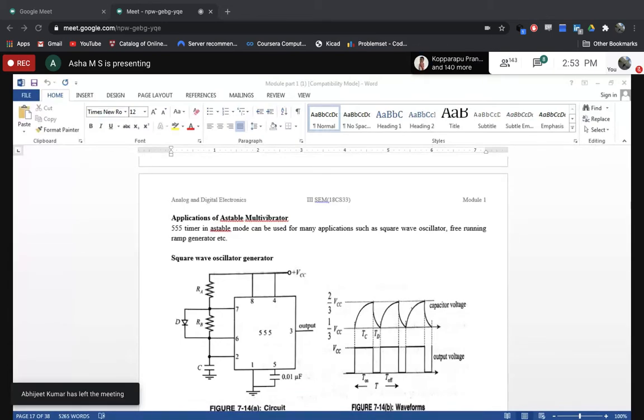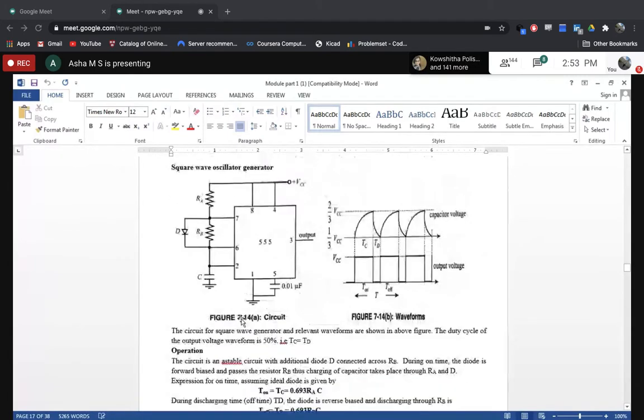So now let's move to the next topic, that is the op amp. Fine.